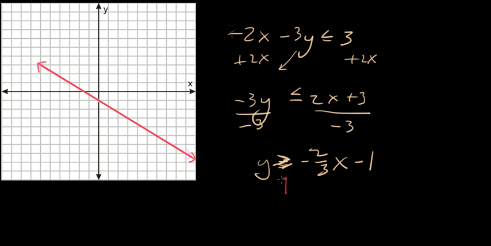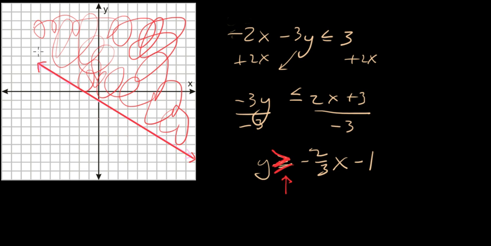Well, look at my sign. Even though it's a little muddied up there, it's greater than or equal to. Y is greater than or equal to. So which side am I going to shade? I'm going to shade above this. And so this is me shading above the line. Okay? So this area here is what's going to be shaded.